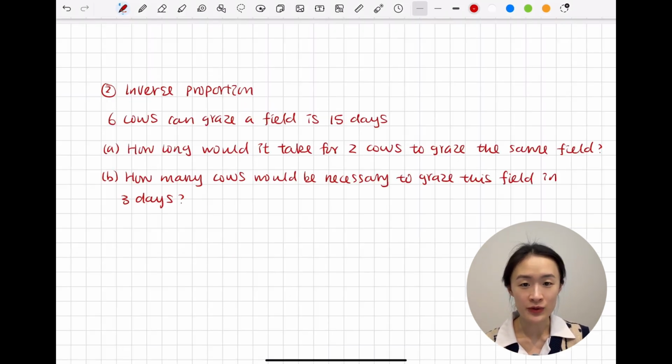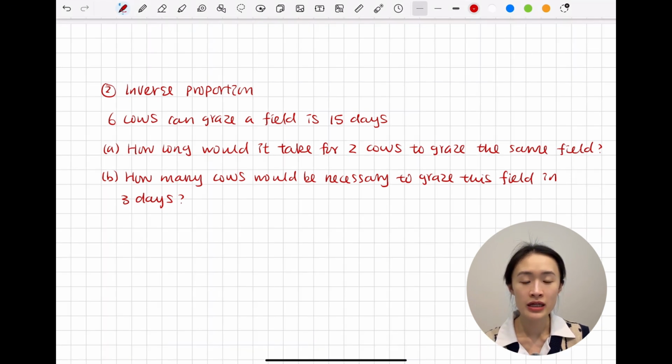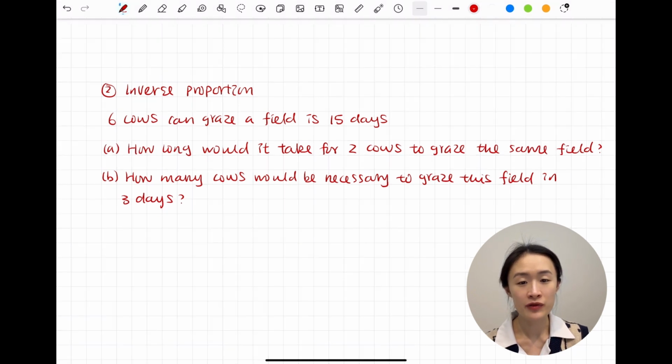Here is an example. 6 cows can graze a field in 15 days. And in part A, we wanted to work out how many days it would take 2 cows to graze the same field. And in part B, we wanted to work out how many cows we need if we wanted to graze the same field in 3 days. Now let's think about this problem. If we have fewer cows, that means it takes longer to graze the same amount of field. On the other hand, if we have more cows, then less time is required to graze the same amount of field.